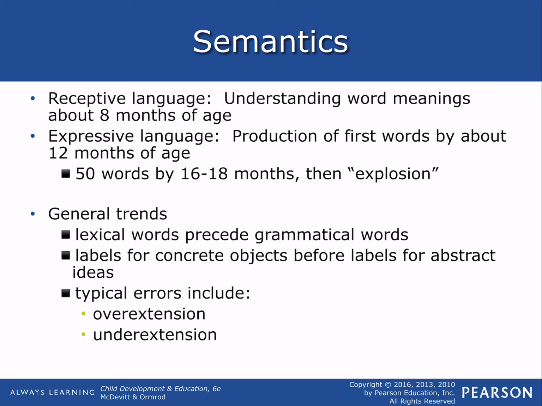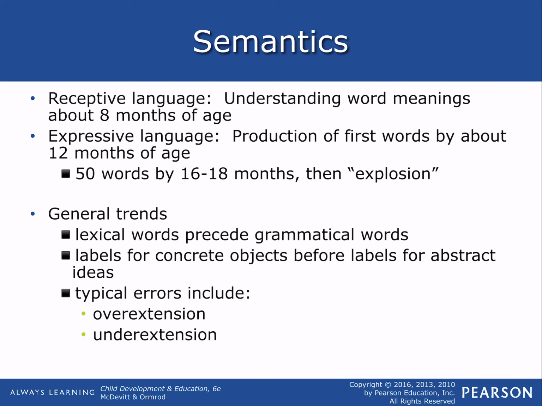Receptive language: look at that, as early as 8 months of age. So you have a child who's understanding word meanings at about 8 months of age, but the production of first words lags by 3 months or so, maybe 4, depending on when the first words come out. By 16 to 18 months, there are 50 words, and then blam, all of a sudden they're a talker. And you have a kid who's giving you 3-word sentences. It's kind of an amazing thing to watch.